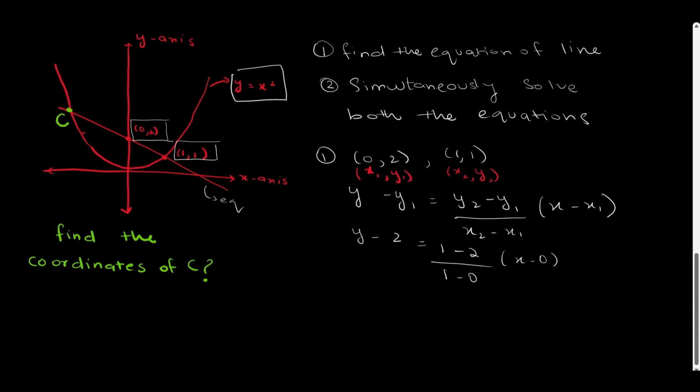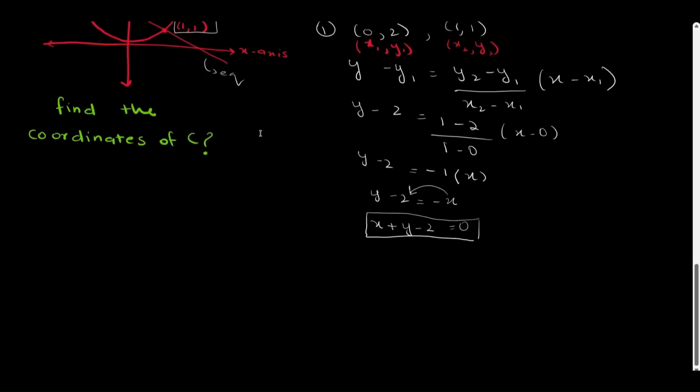Let's solve the equation. y minus 2 equals 1 minus 2, which is minus 1, and as 1 minus 1 is 0 and 1 is generally not written as a denominator, we'll just write minus 1 and then x. So we get y minus 2 equals minus x. And now we can just rearrange this equation, bring the x over here. So it will become positive x plus y minus 2 equals 0. So now our step 1 is complete.